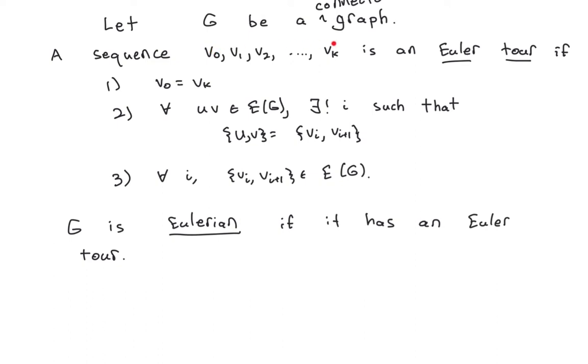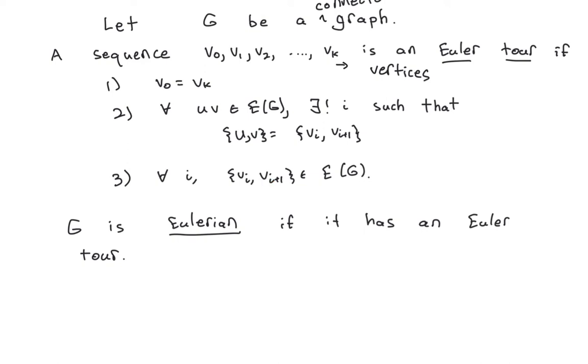First, V0 is equal to Vk. Should note that these are vertices. Second, for every edge of the graph, there exists a unique index in the sequence such that the edge, uv, has endpoints vi and vi plus 1. In other words, every edge appears at a unique spot in the Euler tour. Finally, for every i, vi vi plus 1 is an edge.